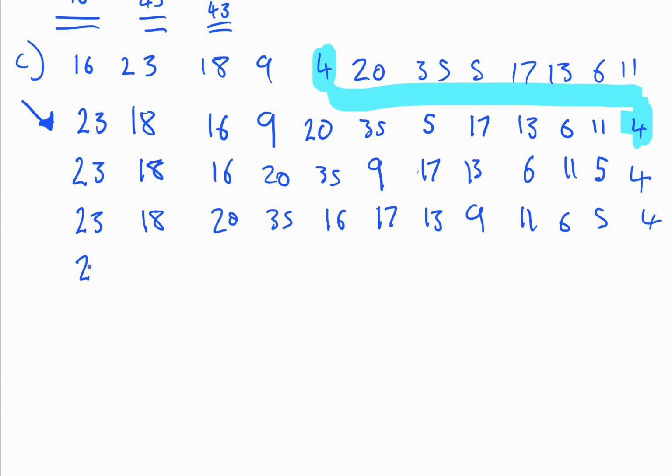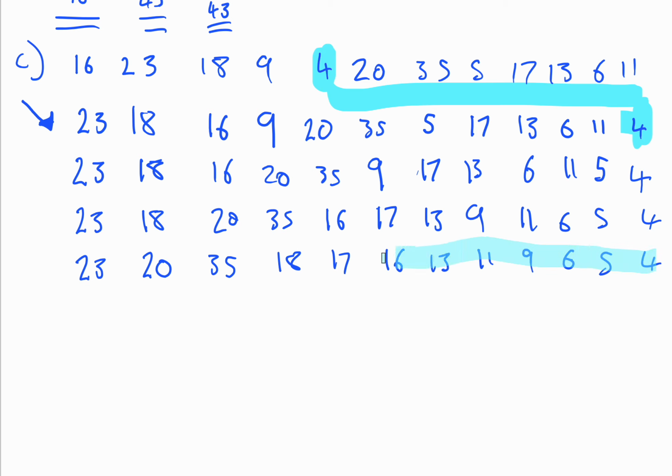23, 18. No. 20, 18. 18, 20. Yes. Yes. 18, 35. Yes. So you see the 35 is slowly sneaking its way to the front. 18, 16. No. 16, 17. Yes. 16, 13. No. 13, 9. No. 9, 11. Yes. And then 9 will go here. 6, 5, 5, 4. So you can see that our data now is sorted all the way up to here. Yeah? We just need to sort out these 3. So let's have a look at that. 23, 20. No.